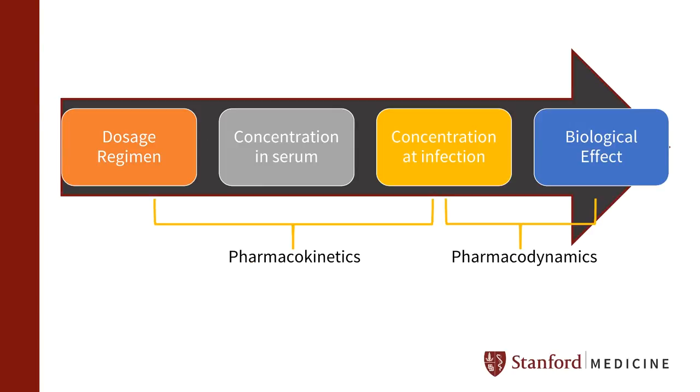When an antibiotic is administered to a patient, the pharmacokinetics describes the relationship between an antibiotic dosage regimen and concentration in serum at the infection site. Pharmacokinetics, however, does not correlate the concentration of antibiotic at the site with the antibiotic's effect. Pharmacodynamics, on the other hand, describes the relationship between antibiotic concentration at the site of infection and its biologic effect on the organism. This effect could be bacterial killing or inhibition of growth.